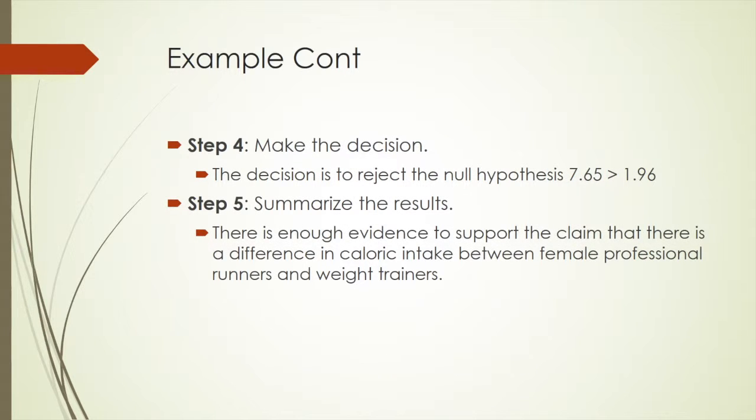Next, we want to make the decision, and here the decision is to reject the null hypothesis because the test value 7.65 is greater than the critical value of 1.96. Next, we want to summarize the results. There is enough evidence to support the claim that there is a difference in caloric intake between female professional runners and weight trainers. And next, we will be talking about the Wilcoxon signed rank test.